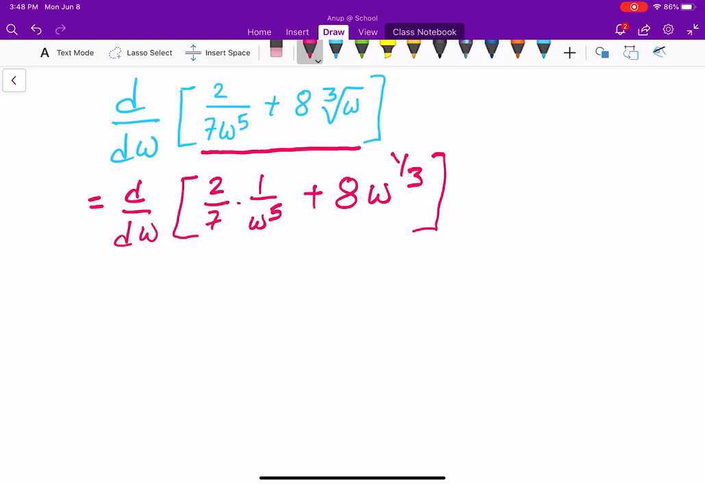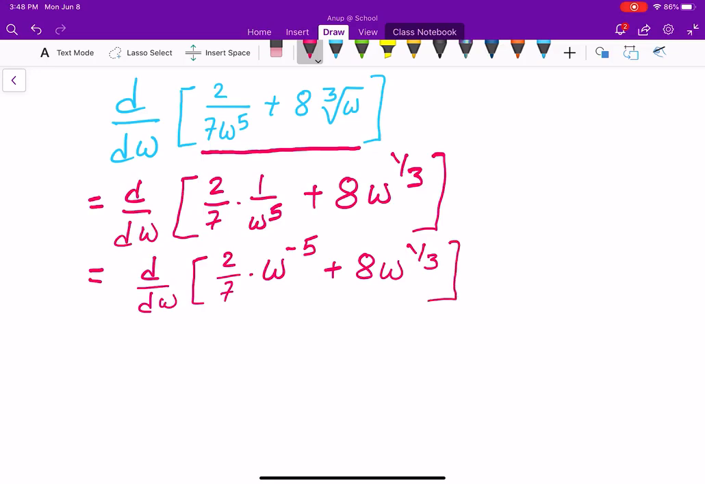So let's do that, and then I can rewrite this as 2/7 times 1 over w to the power 5, which can be written as w to the power minus 5 if you want to change it into the negative exponent, plus 8 times w to the power 1/3. Why am I writing it in this form? You can clearly see that if I write it this way, I can use the sum rule to find the derivative of the sum of these two functions, and at the same time the derivatives of w to the power minus 5 and w to the power 1/3 can both be figured out using the power rule. So let's apply that.